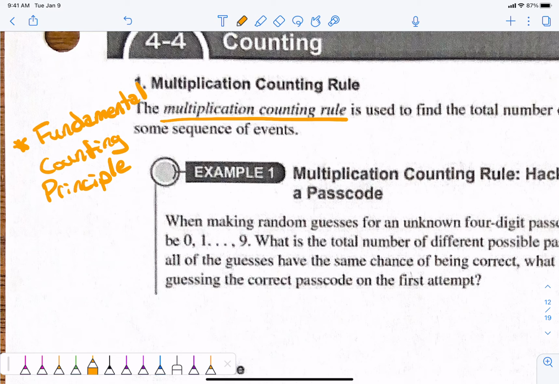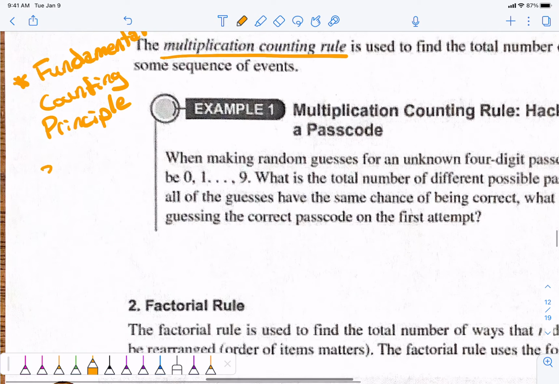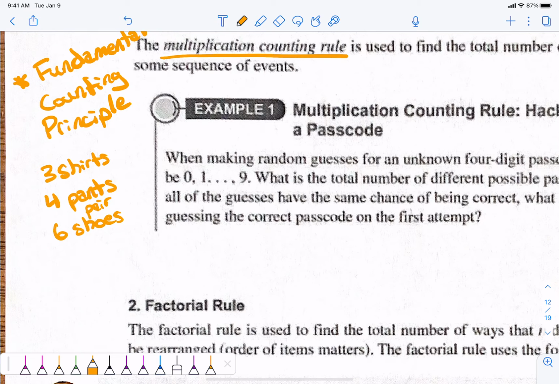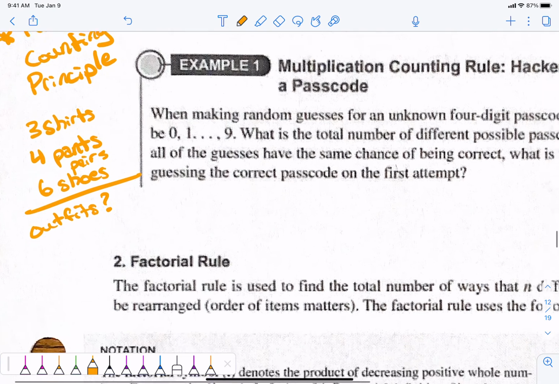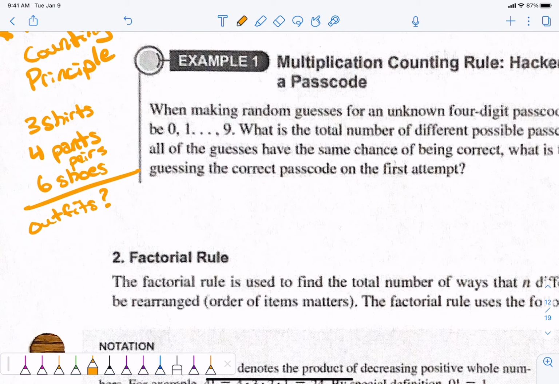There it is. Okay. Now, this is the example where you have 3 shirts and 4 pants and 6 pairs of shoes, let's say, because if you just do 6 shoes, then it's kind of confusing. And then they say, how many outfits? You multiply them all together, right? 3 times 4 is 12 times 6. Anybody know? 72. 72 outfits.